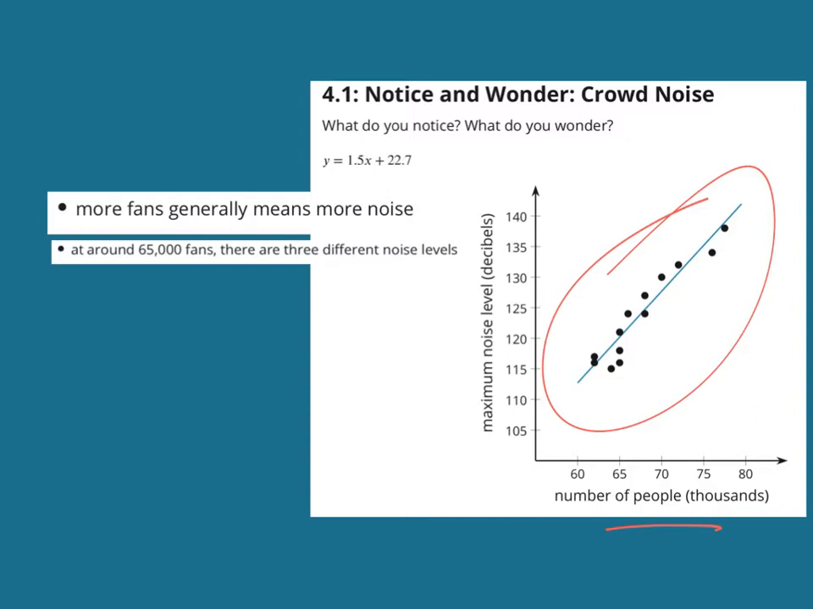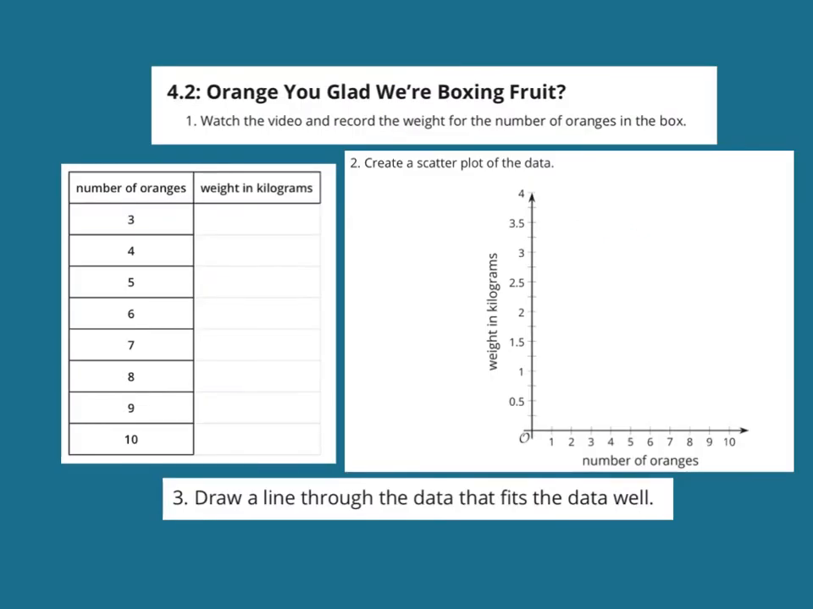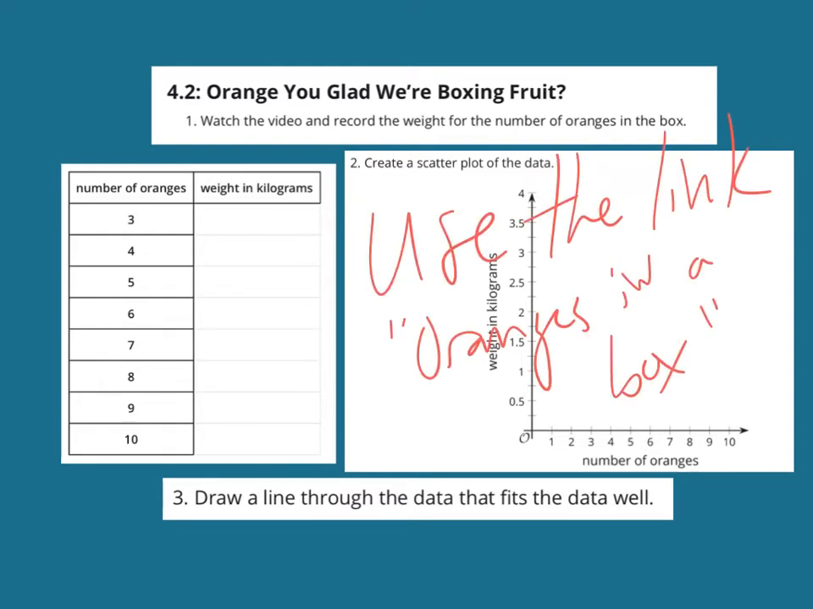We can still build a relatively accurate model around that. So this next stage of the game, what you're going to have to do is use the link to watch the video. The link is entitled Oranges in a Box, and it's just a very short, silent video where you're going to notice that there are 3 oranges in a box, and then you're going to record the weight.